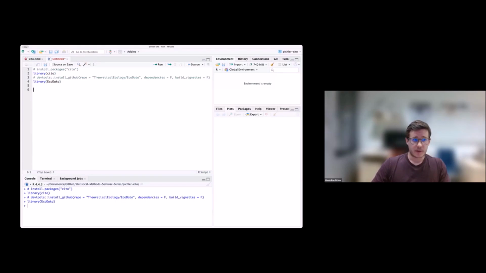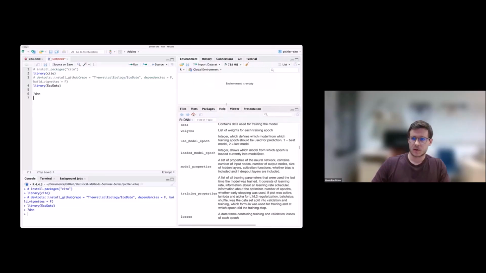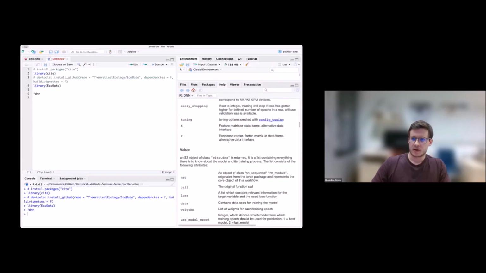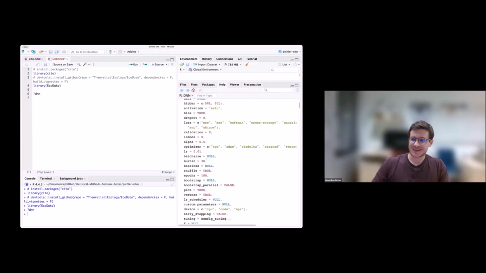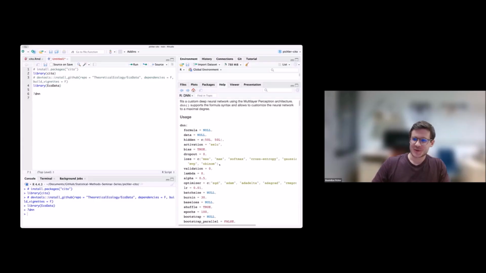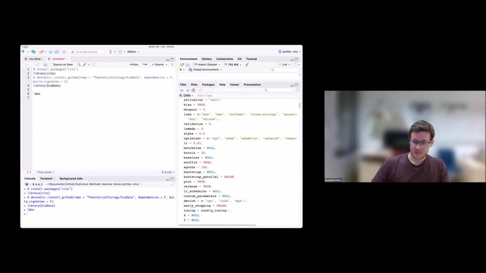So the most important function in cito is the dnn function. And if we look at the help, we see that there are a lot of arguments, but don't worry, you won't need most of them. Maybe let's start with the iris data set.